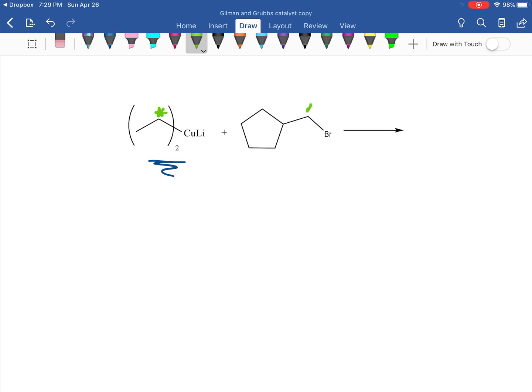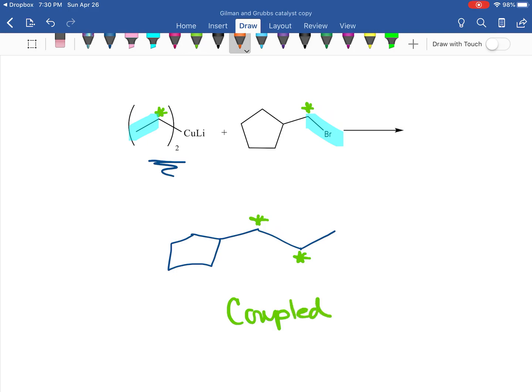So let's actually look at another one. What if we made a Gilman reagent out of our ethyl bromide? So let's make this Gilman reagent. We just made that in the last example. I'm going to just put a star right here on this carbon. And then we reacted it with an alkyl halide. I'm going to put a star right on that carbon. So what you do is literally couple them together. So this is going to end up where the bromine was, and we're about to couple them. So you keep your 5-membered ring, you keep this carbon, and now you attach the 2 carbons from your Gilman. So we just coupled right here.